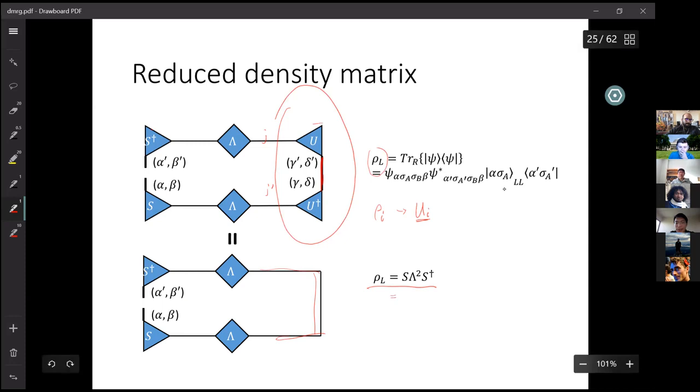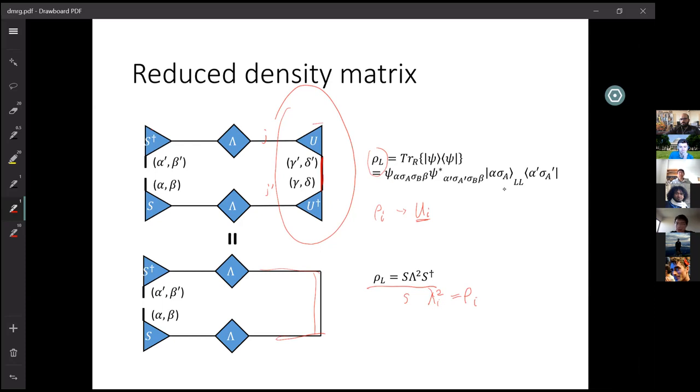So when you do the SVD, you basically diagonalize the reduced density matrix. U is the eigenvector, and lambda squared is basically rho, so lambda i squared is rho i. When you pick the dominating eigenvectors corresponding to the largest eigenvalues of the reduced density matrix, you're choosing the Schmidt vectors corresponding to the largest Schmidt values.